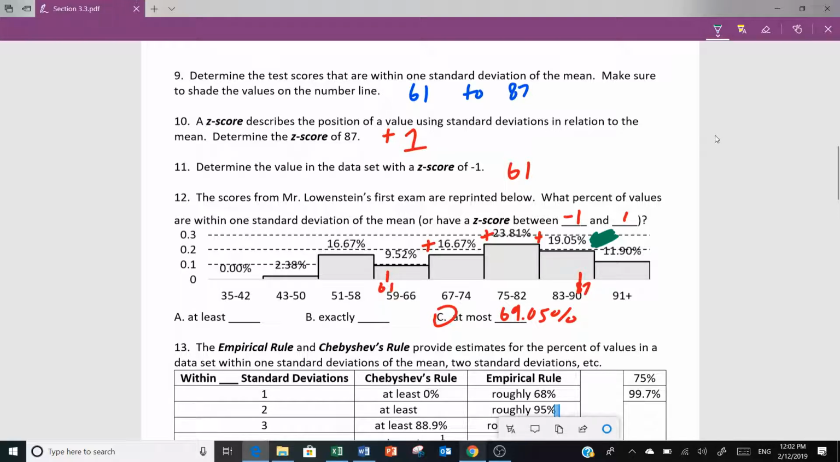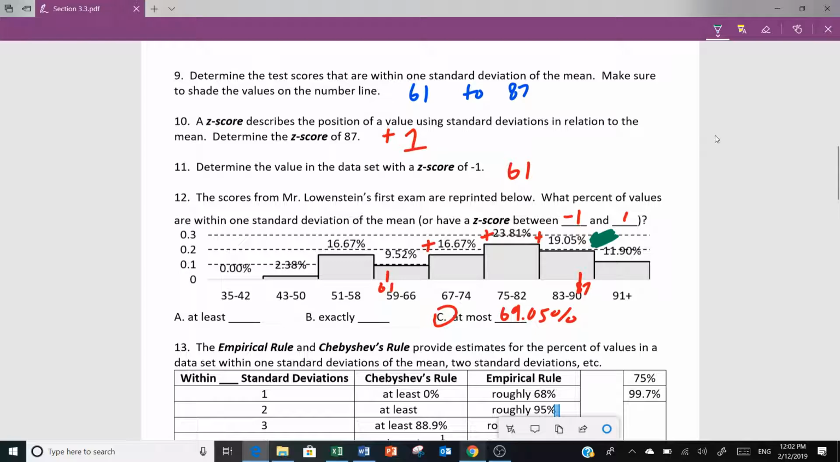Okay, next we have something called the empirical rule and Chebyshev's theorem. Actually, we're going to call it Chebyshev's rule. These approximate the percentage of data within a certain number of standard deviations. Like within 3 standard deviations, according to Chebyshev's theorem, there has to be at least 88.9% of the data.